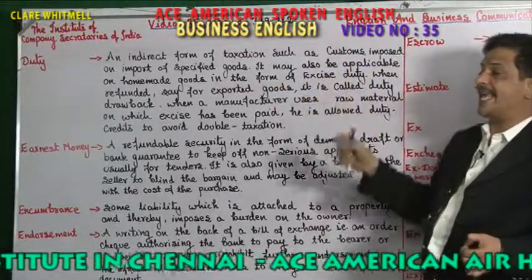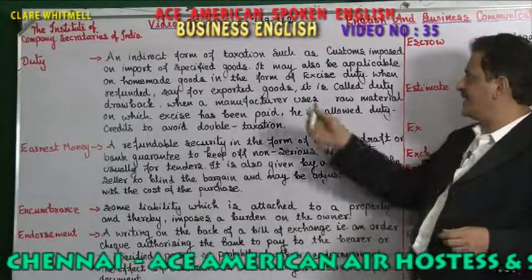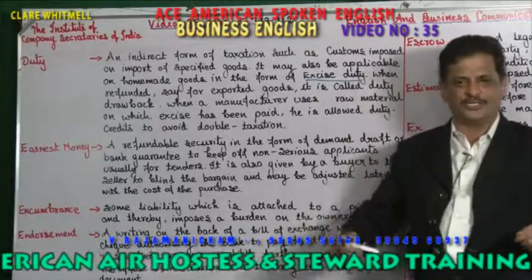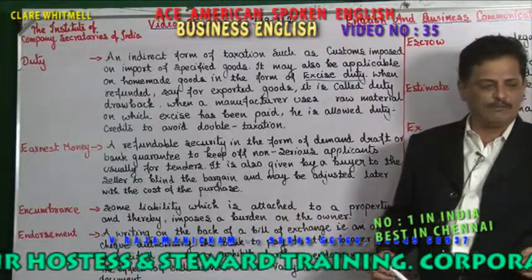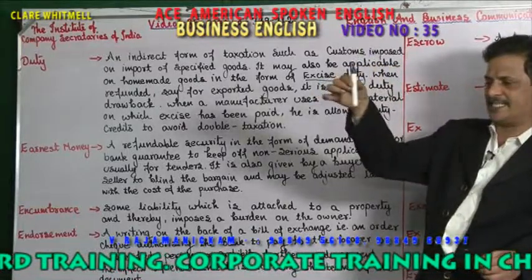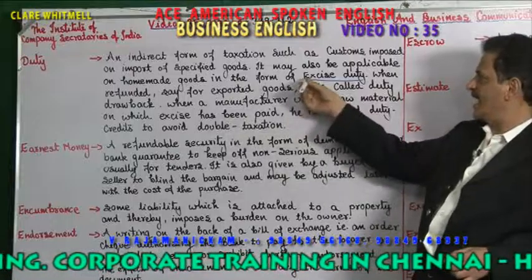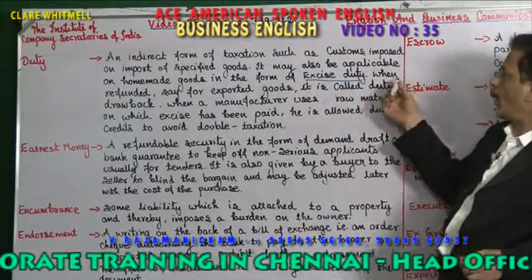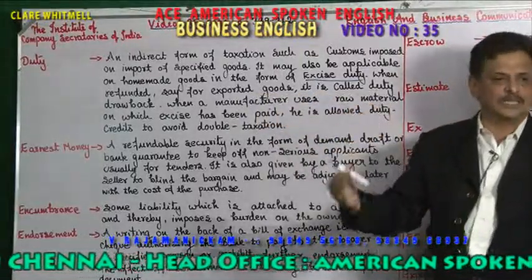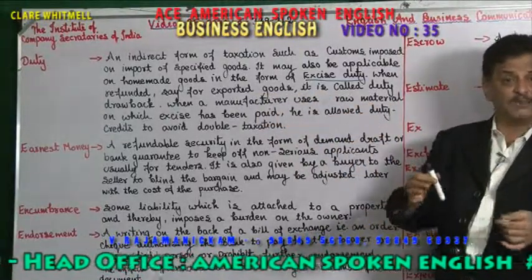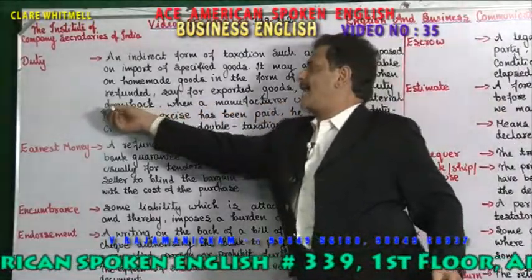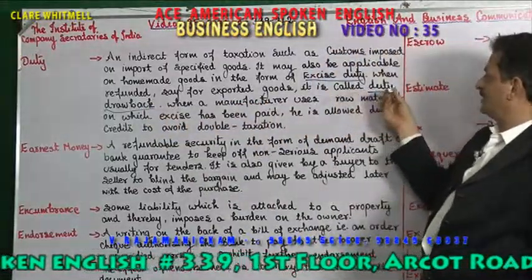What do you mean by excise, sir? Anybody? Excise? Production of goods, right? In our country, India, for example, this pen is manufactured. So the government levies a tax on this pen. It is called excise duty. When refunded, say for exported goods, suppose if I export some goods, the government repays me all the taxed amount. It is called duty drawback. So the paid duty is given back to me.